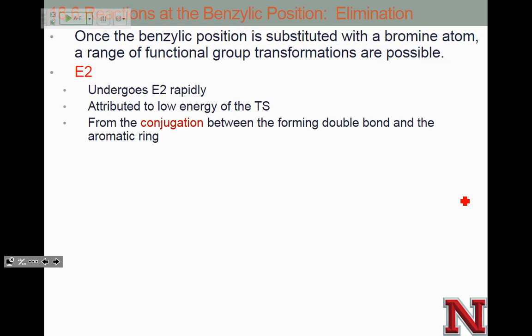You can undergo an E2. You're going to form the double bond conjugated to the ring system, and that is going to be an even more stable double bond than normal because of the conjugation with the ring. This does not make this compound any less aromatic, because this pi bond is not participating in the closed loop ring. It's still a 6-pi electron aromatic system. But the double bond is in conjugation, so this is a little bit more stable double bond than normal. But it's not affecting the aromaticity.